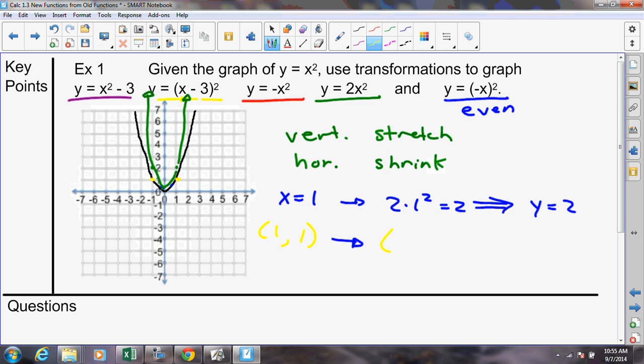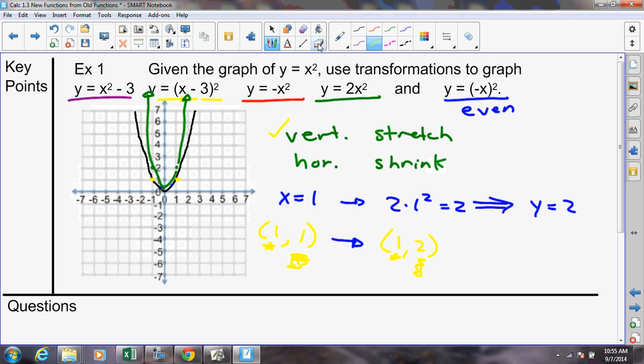It was moved to 1, 2. You'll notice the x coordinates are the same. It was the y coordinates that got changed. It was the y coordinate that got doubled, times 2. The change in the y coordinate is what tells you it was a vertical stretch.